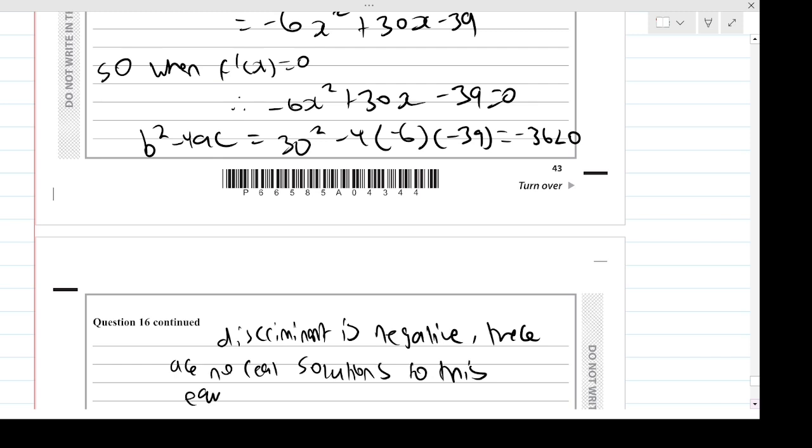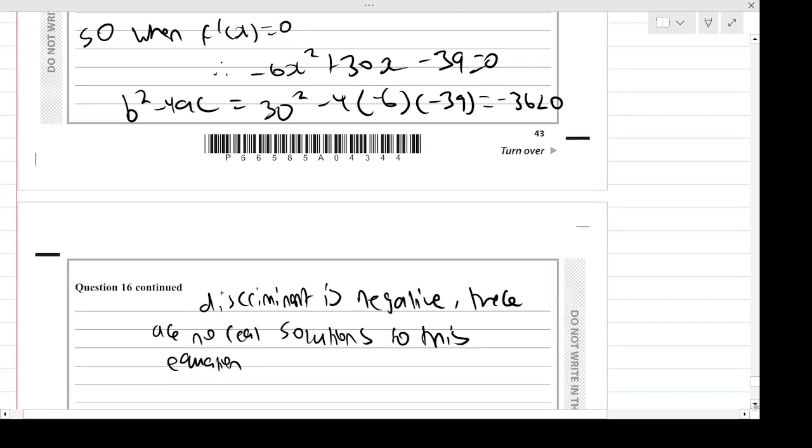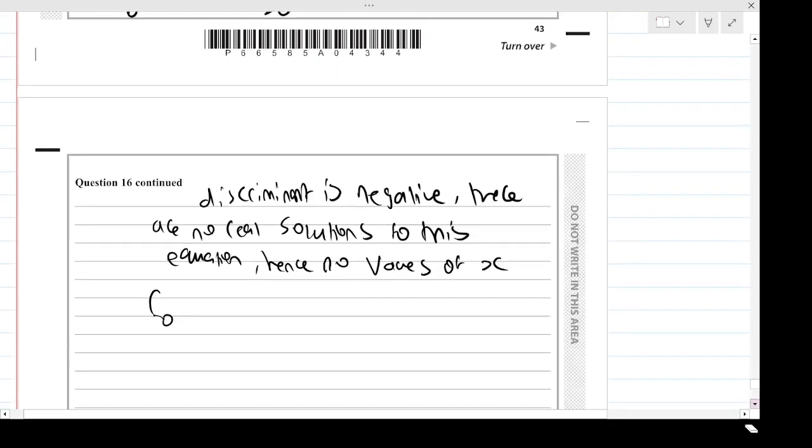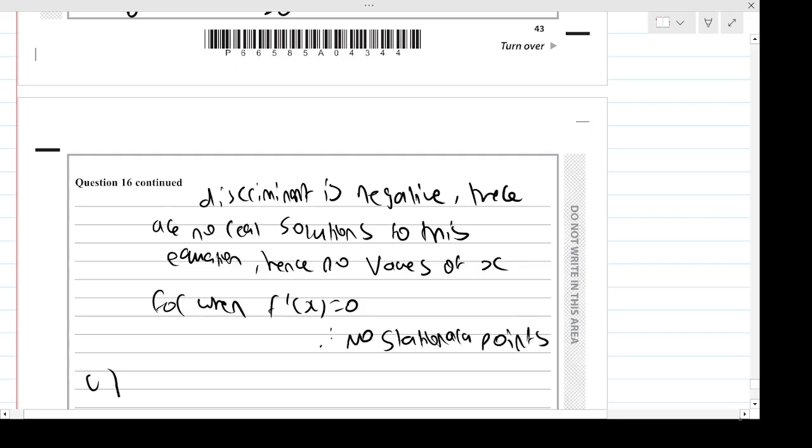Hence, no values of x for when the gradient is set to 0, therefore no stationary points. And there we are. Okay, cool.